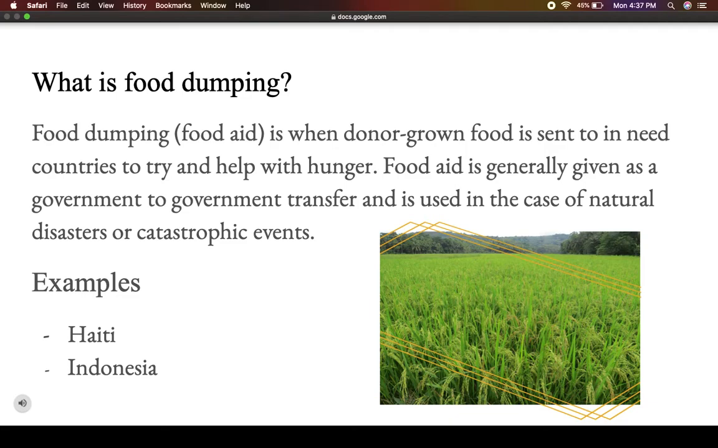Some examples of this are in Haiti and in Indonesia. In 2010, when the big earthquake hit Haiti, many countries sent rice and other food as a way to help the country recover, but it had negative impacts that will be talked about later. And in Indonesia in 2004, there was the great Indian Ocean tsunami, and it impacted the coastal regions of many countries in that area, but especially Indonesia, and many countries again sent rice. But in this case, the rice crops in the inland part of Indonesia were not affected at all and were actually doing really well. So this undermined the local markets.